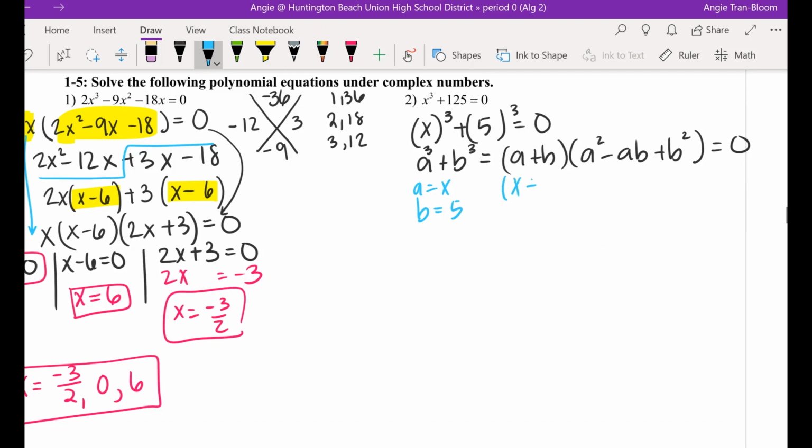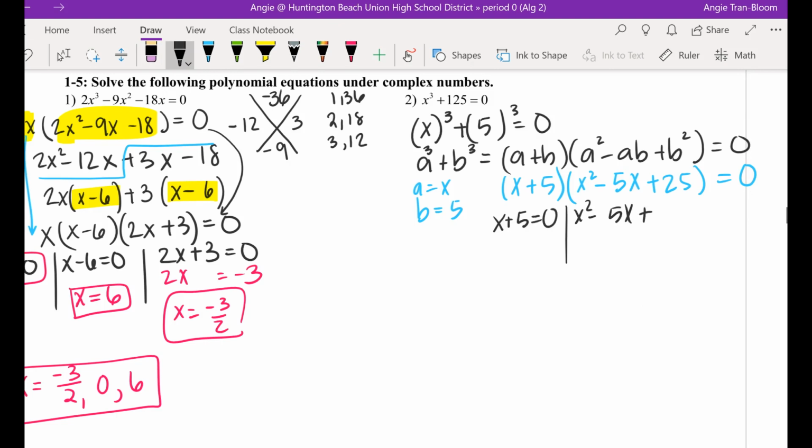A is x, b is 5, so x plus 5. A is x, so this is x squared, minus 5 times x is 5x, and then 5 squared is now 25, equals 0. That is as far as you can go in factoring, but you can take each factor and set it equal to 0. So the first one, x plus 5 equals 0, and x squared minus 5x plus 25 equals 0.